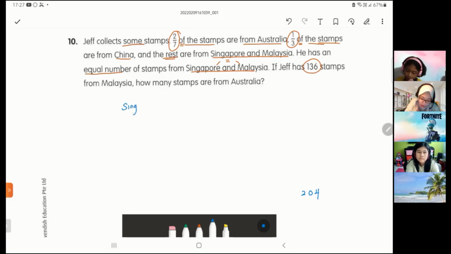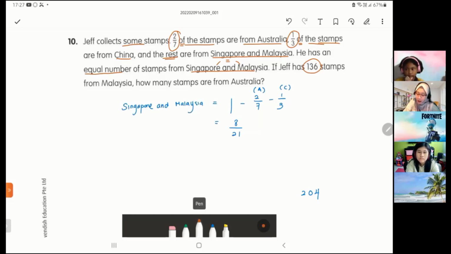Let's find out the Singapore and Malaysia stamps. What's the fraction? Okay, what do I do? One whole, take away Australia, take away China, equals 8/21. How do I get that? Change the denominator to be the same first, and you realize it's over 21. So the one whole will also be 21/21. Then you minus, you get 8/21.